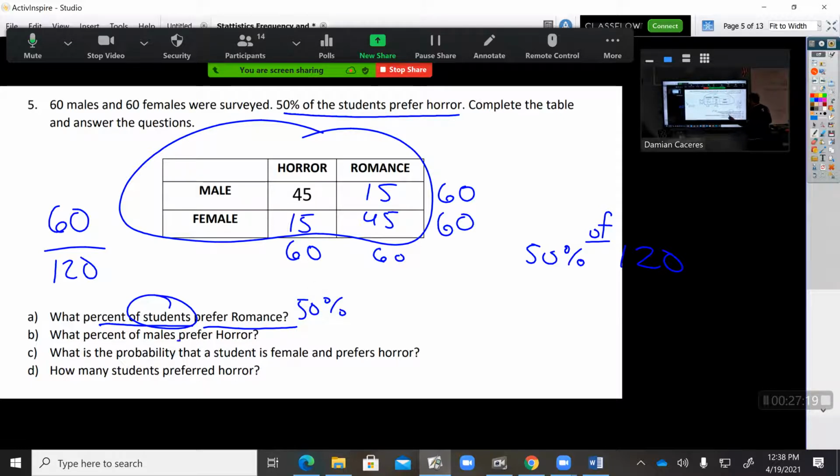Now here it says, what percent of males? That tells me my total now is 60 because there's 60 males. And what percentage of them prefer horror? So male horror is 45. 45 divided by 60, move the decimal twice, and you get 75%.